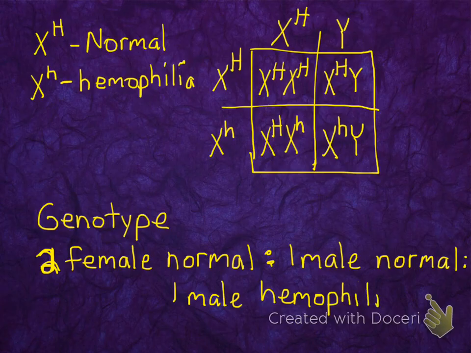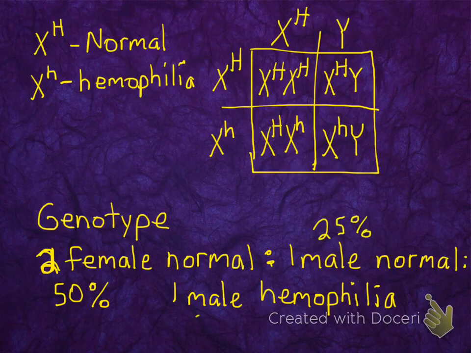What would that be in percentages? Well, let's see. It'd be 50% females normal, 25% male normal, and 25% male with hemophilia. So once again, this one's probably the most different out of all the ones we've done because we're using that X and Y, and then our little character letters are superscripts on the X found with the parents. Okay, there's your sex-linked video.